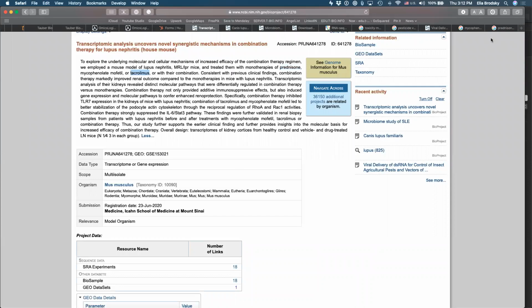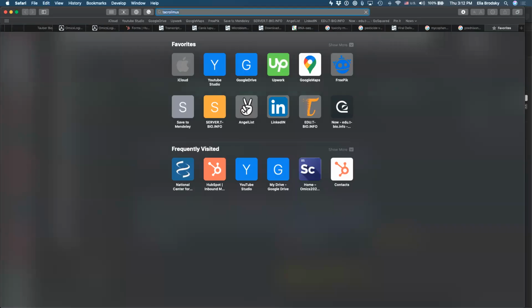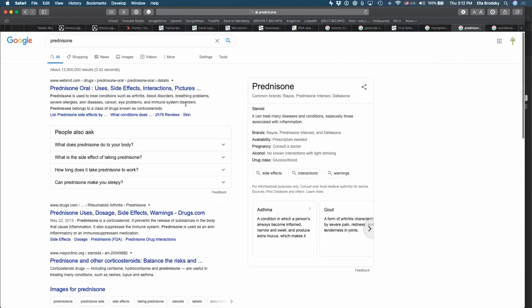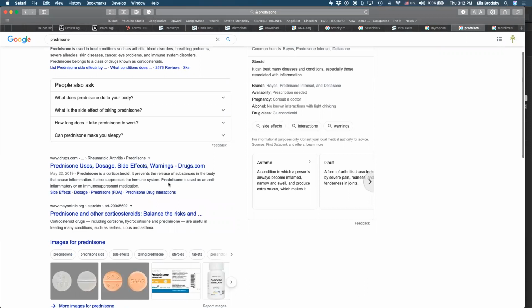Let's try to see what this last one is. Okay, also an immunosuppressive drug. So we have 3 different immunosuppressive drugs, but this one, you can see, probably works on different types of cells, T-cell mediated diseases such as eczema and psoriasis, right? This one, typically when you look at them, they will tell you a little bit more what it actually does, right? So let's look over here.